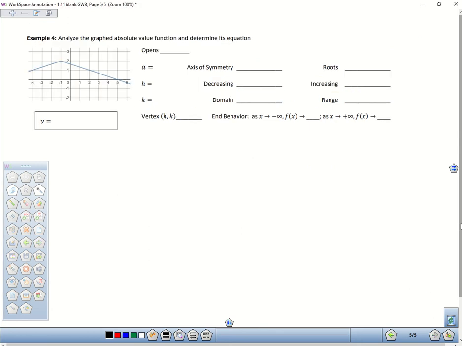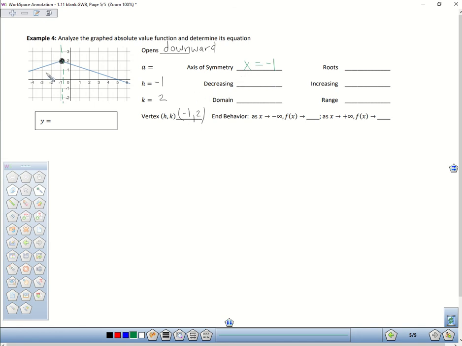Alright, so we're looking at an absolute value function, and it's opening which way? Good, it's opening downward. We don't know a yet, but we definitely know the vertex, and the vertex is? Good, negative 1, 2, which means my h is negative 1 and my k is 2. We can find the axis of symmetry, which is x equals negative 1. It's always x equals h.